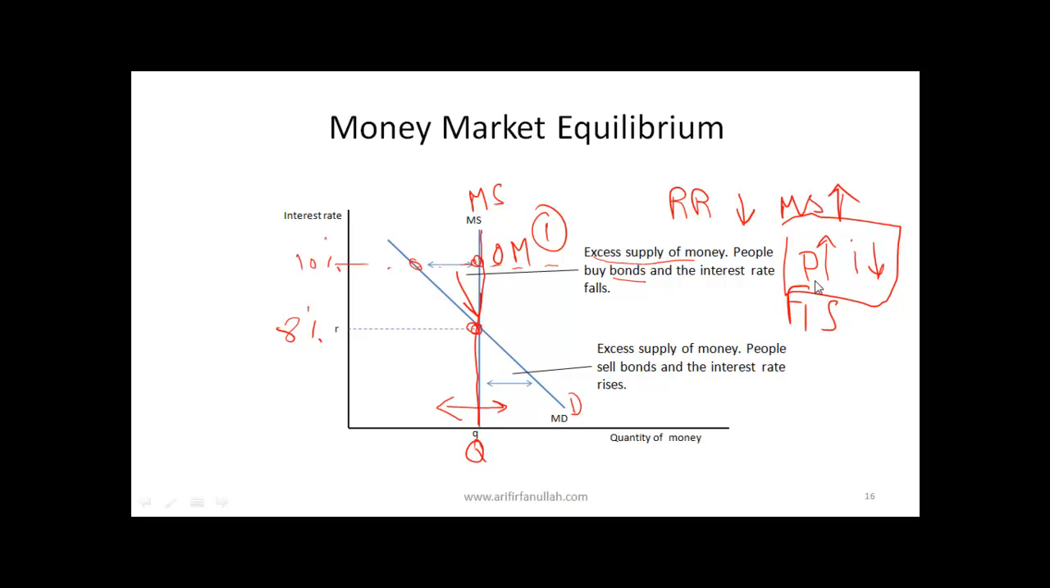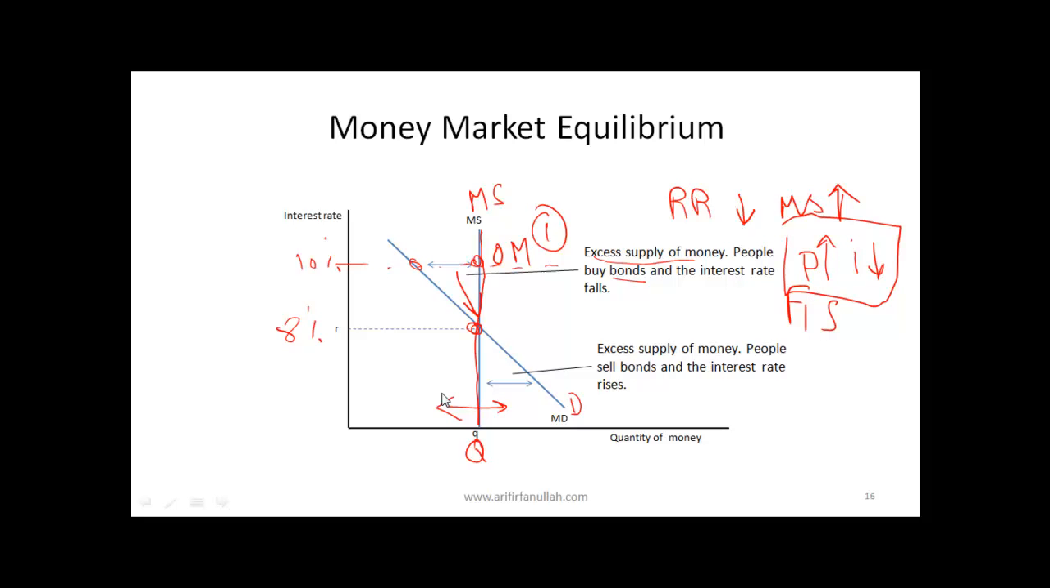So if there is excess supply of money, what do people do with that money? They buy bonds. And when people buy something, what happens to the price of that thing? It goes up. When the price of bonds goes up, the interest rates go down. So for now, take it as a given.